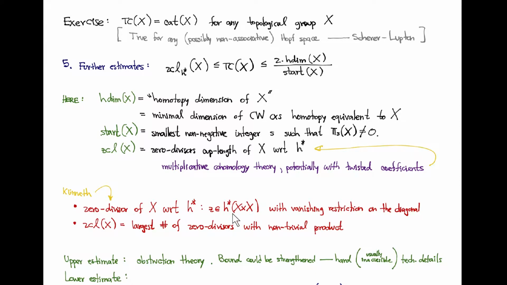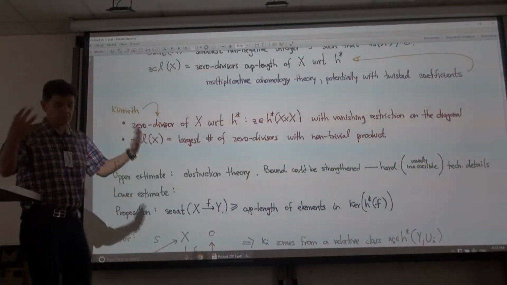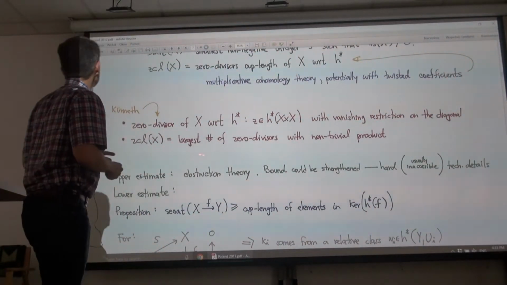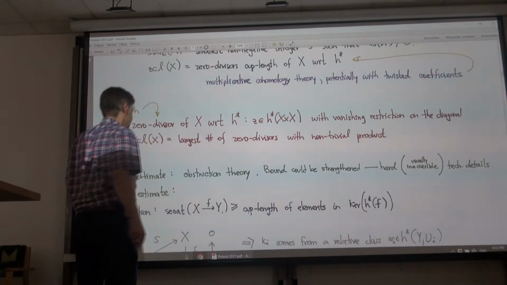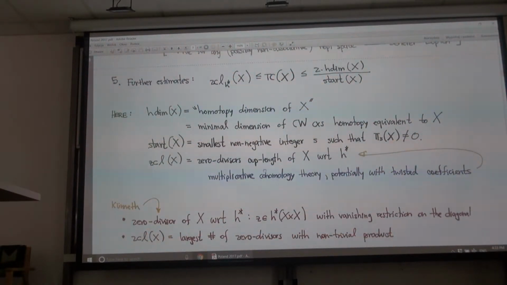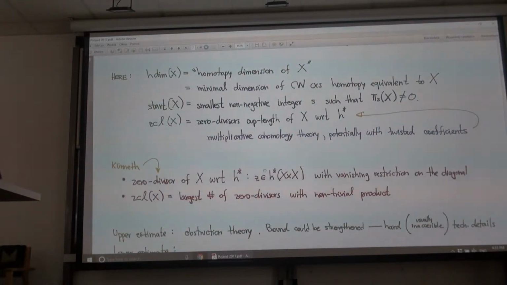Well, having defined then what a zero divisor is, you look at the largest possible number of such elements whose product is non-trivial in this ring. Now, that's a definition for this lower bound.